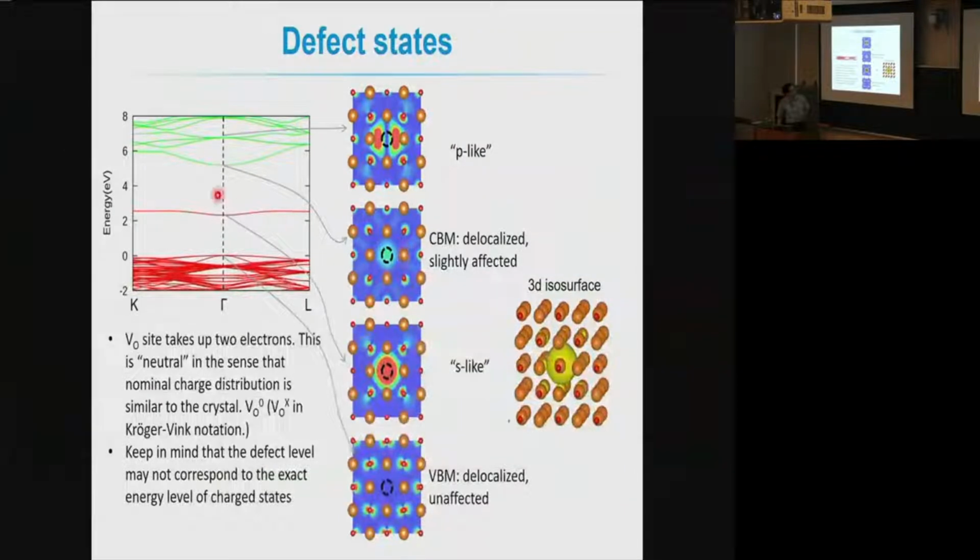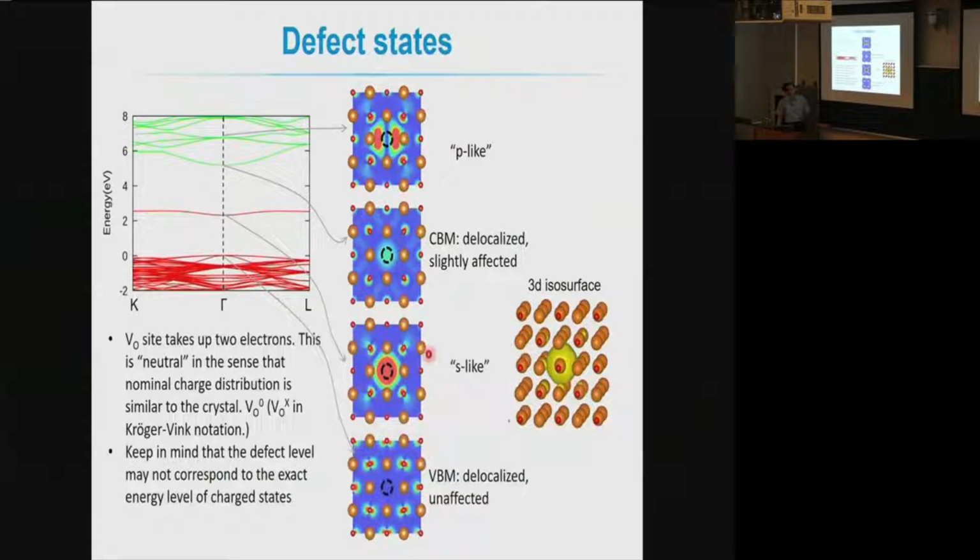On the other hand, if you plot these states in the mid gap, then it is concentrated at the defect site. And if you plot it three-dimensionally, then this is the isosurface of the defect. It's like an S orbital that is centered around the oxygen vacancy site. So it is an S-like state. This is why this flat band always comes from the localized wave function.